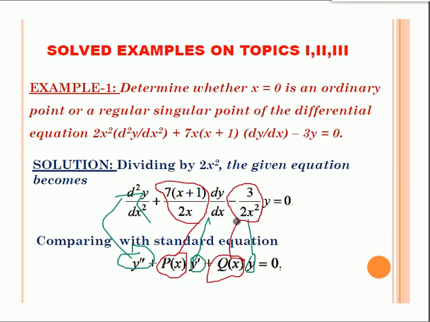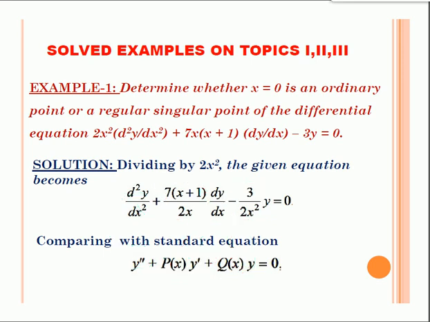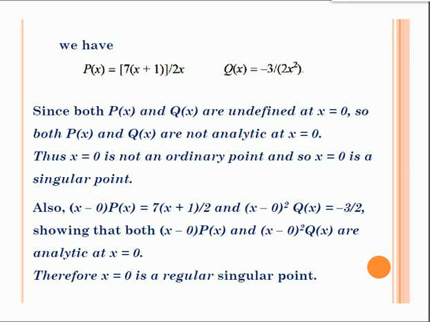Okay. So by comparing with the standard equation, I have determined what p of x and q of x are. Now I need to check whether it is an ordinary point or otherwise a singular point. I said already, how to check whether it is an ordinary point or a singular point? p of x and q of x must be analytic at x equal to 0. We have p of x and q of x. Since both p of x and q of x are defined at x equal to 0, is x equal to 0 defined or undefined? Definitely 7 into x plus 1 by 2x is there, and 2x is in the denominator. If I substitute x equal to 0, then it becomes something by 0, infinity. So then I say they are undefined.